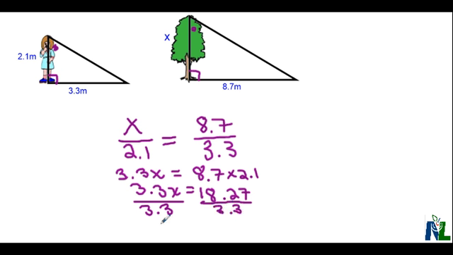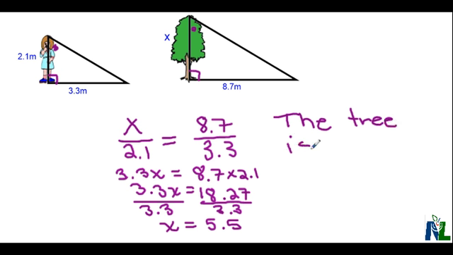And then I get that X is 5.5. So to answer my question, I've done all the work. Now I need to answer the question. The question was, how tall is the tree? So I need to say in the end, the tree is 5.5 meters tall.